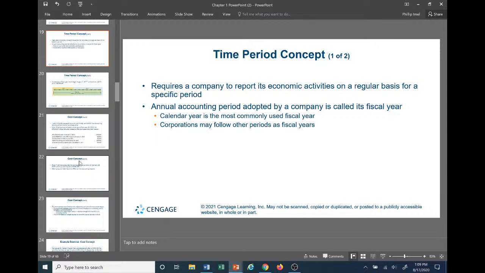So the time period concept is we're breaking this indefinite life of a business, because a business is assumed to be a going concern. What I mean by a going concern is it's supposed to last indefinitely, for longer than a year. If we think a business is going to last indefinitely, we need to break that business that has an indefinite life down to periods so we can evaluate it. That's all we're talking about here.